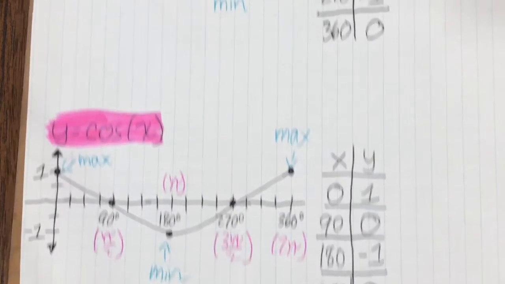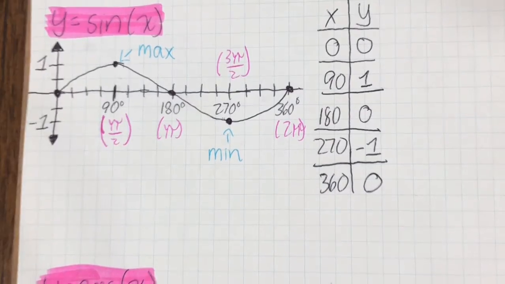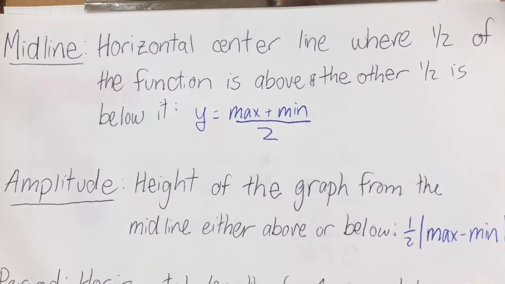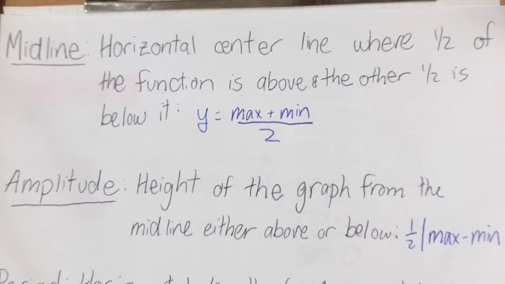Now when pointing out the characteristics, we have these terms for graphs of trigonometric functions, starting with the midline. So the midline is a horizontal center line where half of the function is above and half of the graph is below it. So with midline, it's kind of like the middle part of the graph. If we were to eyeball the graph and see where it would cut in half, that's the midline.